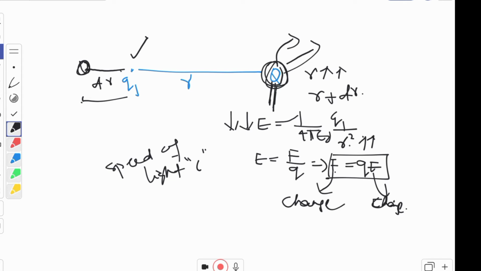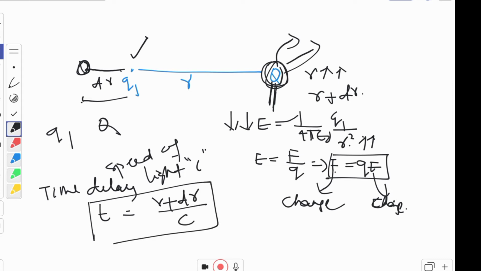So when there is some change in force on Q1, immediately there will not be any change in the force on this charge Q. There will be some time delay. Let us try to understand how much this delay will be. The time delay t will be how much? Total distance divided by the speed of light. So this is the time delay. To explain this time delay, we have to use the concept of electric field.